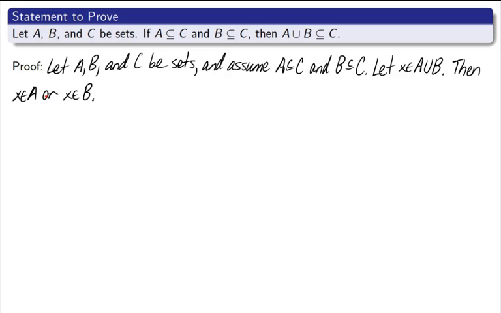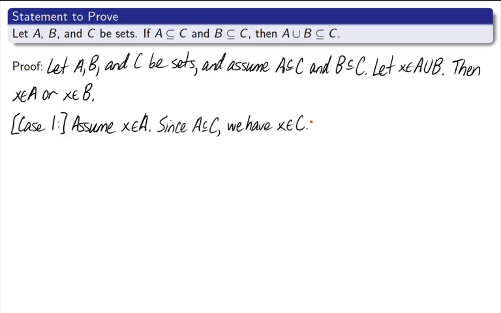Now that we have an assumption for OR, what we need to do is split this into two cases. Case 1 deals with X being an element of A. This is what we'll write. Assume X is an element of A. Now remember, we're trying to show that X is an element of C. However, we have an assumption that will get us just where we want to go. Since A is a subset of C, we have X as an element of C. That's what we wanted. Since we showed what we were trying to prove, now we're done with this case.